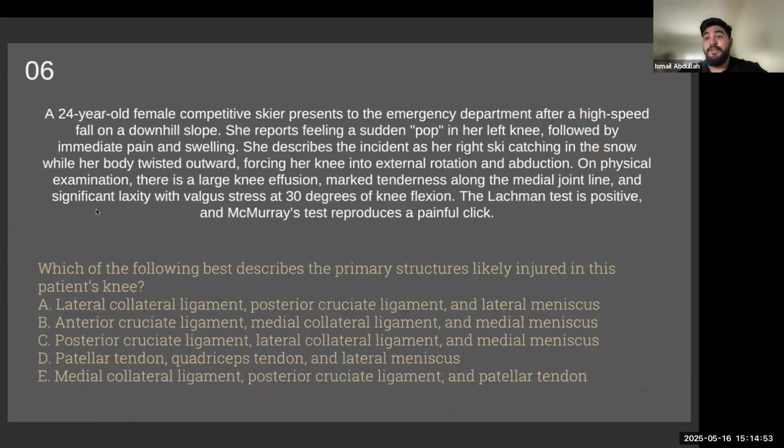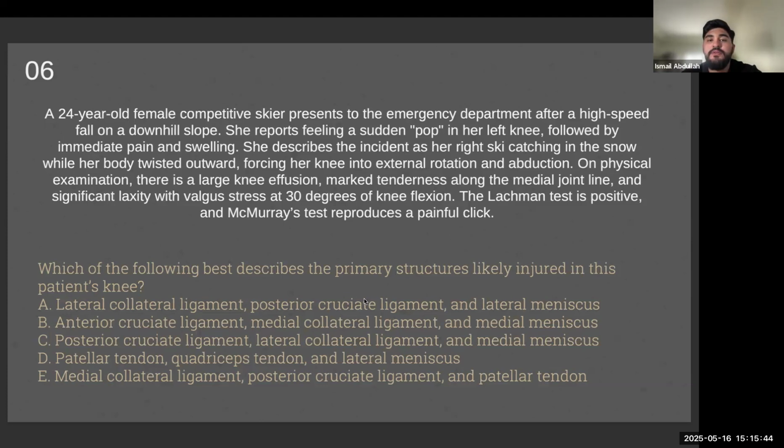Like, sixth scenario. Now, I think it gets interesting. So we have a 24-year-old female competitive skier presenting to the emergency department after a high-speed fall on a downhill slope. She reports feeling a sudden pop in her left knee, followed by an immediate pain and swelling. She describes the incident as her right ski catching in the snow while her body twisted outward, forcing her knee into external rotation and abduction. On physical examination, there's a large knee effusion, marked tenderness along the medial joint line, and significant laxity with valgus stress at 30 degrees of knee flexion. The Lachman test is positive, and McMurray test reproduces a painful click.